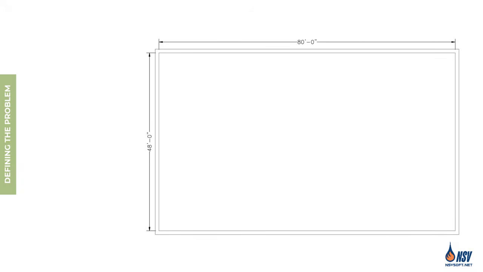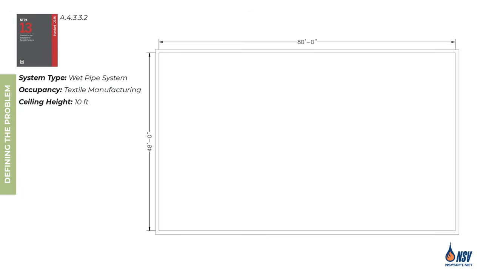Imagine we are designing a wet pipe fire sprinkler system for a textile manufacturing occupancy. The building dimensions are 80 by 48 feet, with a ceiling height of 10 feet. According to Section A4332 of NFPA 13, this occupancy is classified as Ordinary Hazard Group 2.